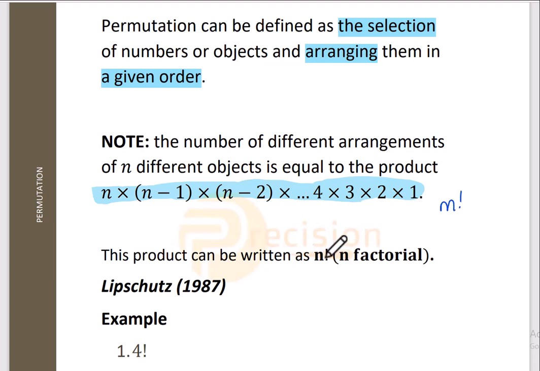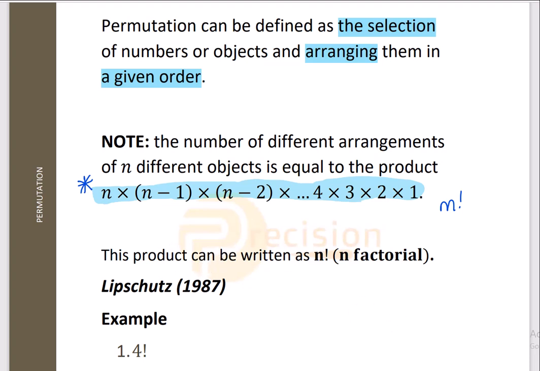When you have n, you can break it down into multiples, reducing them by one each time. So you can see here we have 4, 3, 2, and 1. This might be confusing at first, but no problem, just take it easy. Now, this rule or law was made by Lipschutz. I believe I pronounced it well. This was in 1987.